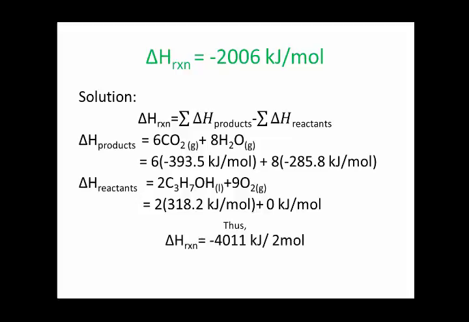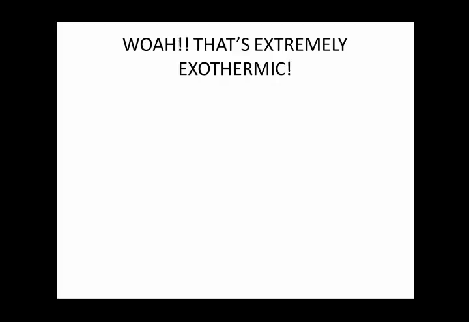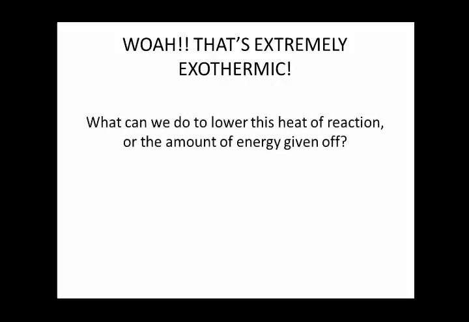But notice, we are working with 2 moles of isopropyl alcohol. So this is equal to negative 4,011 kilojoules per 2 moles. So if I divide that out, I end up with negative 2,006 kilojoules per mole. Whoa! That's extremely exothermic! Assuming that this combustion occurs at constant pressure, which we're going to go ahead and assume, then we can say that we have now calculated Q and heat of reaction. But either way, it's extremely exothermic.